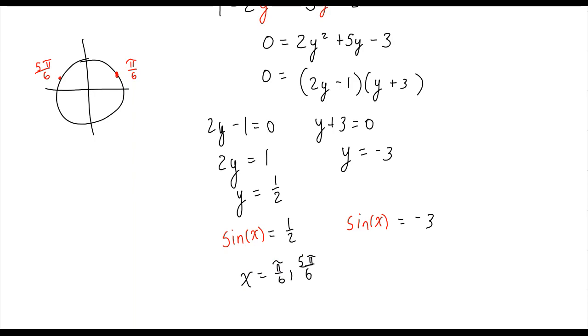Now here's the tricky part. What about negative 3? Well, sine never equals negative 3. So this piece right here, this one in particular, has no solution. That's okay, because I do have one set of solutions, so those are my only 2 solutions. So x is equal to pi over 6 and 5 pi over 6, and that second part resulted in no additional solutions.